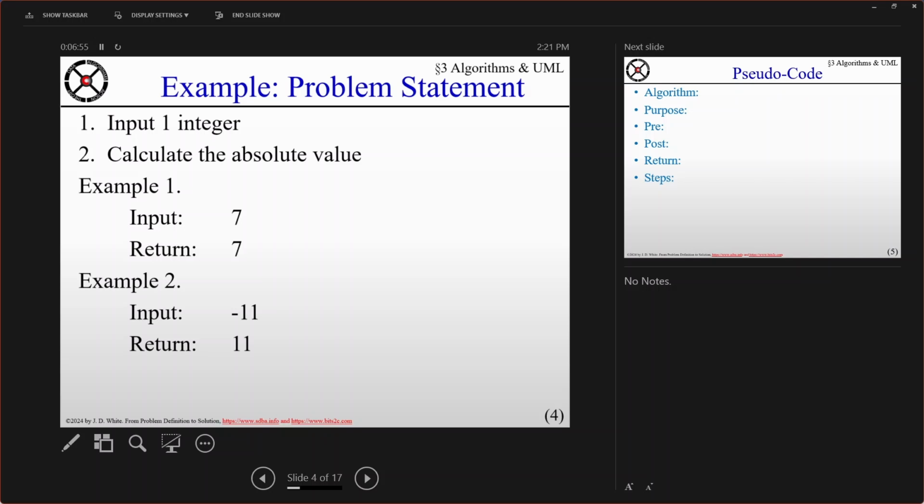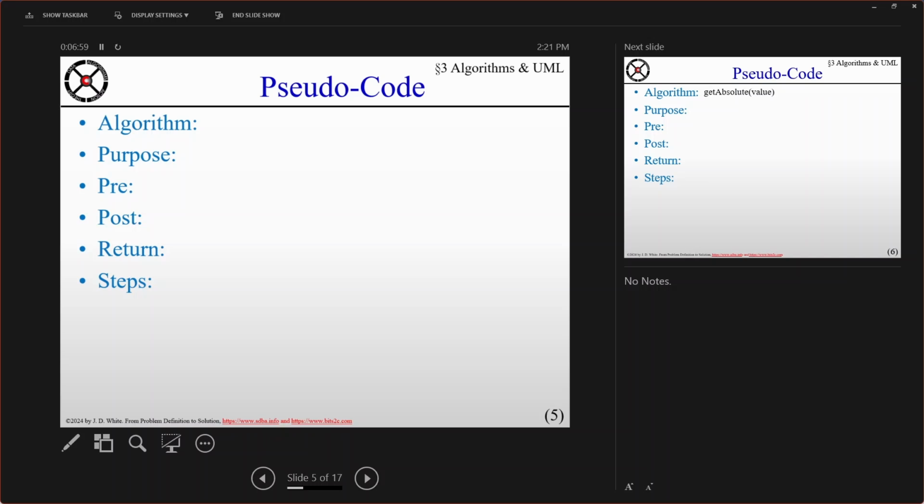Now, there are a few ways. Another way of representing it is this sort of pseudocode, but this we are not going to work very much with, but I just want to show it for completeness. So I give the algorithm a name, get absolute, and brackets value. I would then put its purpose to take the absolute value. I then need to specify what is the input to my algorithm, which is one number or an integer.